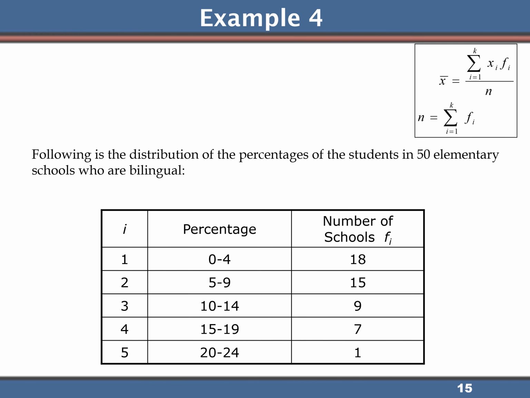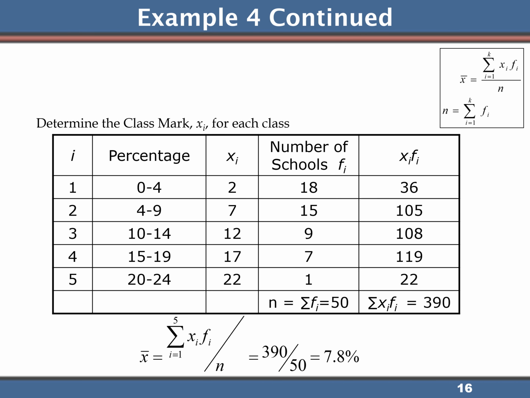In this table, the distribution of the percentages of students who are bilingual in elementary schools is given. We start by finding the class marks for the 5 classes. We use the formula in the previous slide to find the mean, which is given by dividing the sum of all measurements, 390, by 50, which gives us 7.8%.